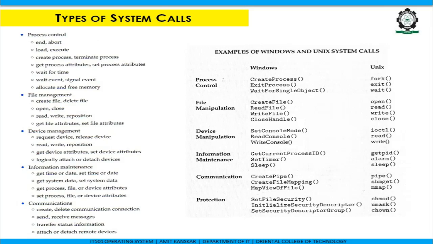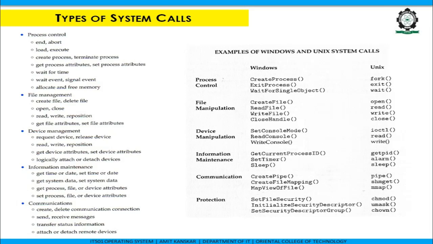Now we come to the types of system calls. As you can see in the figure, there are 6 major categories and following are the 6 subsections. Those 6 major categories are process control, file management, device management, information maintenance, communications, and protection. Under process control, there are subsections like end, abort, load, execute, create process, terminate process, get process attribute, set process attribute, wait for time, wait event, signal event, allocate, and free memory.